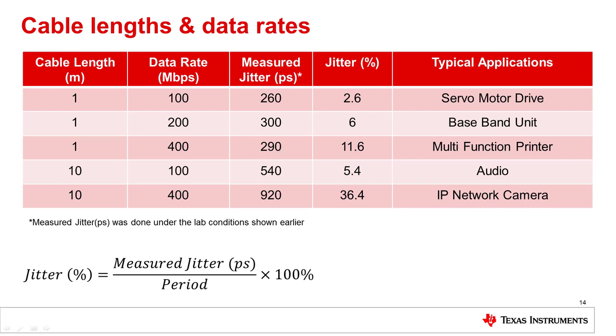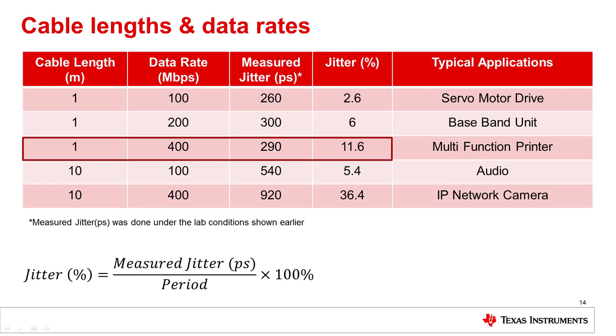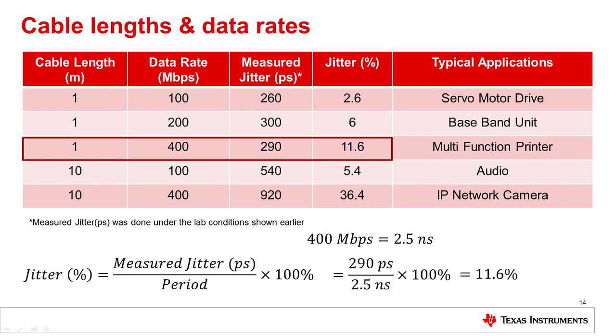At different cable lengths and data rates, the jitter changes. This is important when choosing which device fits best within your design. For example, a 1 meter cable with 400 megabits per second data rate has a jitter of 290 picoseconds. This means that in a period of 2.5 nanoseconds, 290 picoseconds of that time is unmeasurable for a clear reading, which is 11.6% of that time. This is an acceptable amount of jitter for the typical application of a multifunction printer.